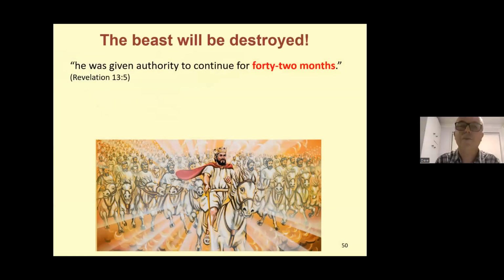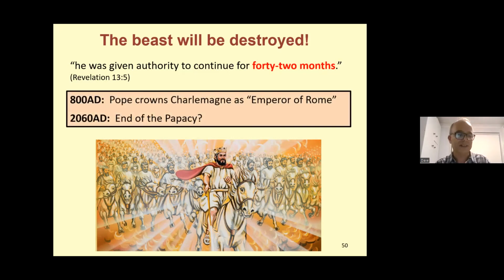And remember, we read there that it was given authority to continue for 42 months. Well, that means it's definitely going to have an end. But this time, the beast and its rider will be finally destroyed for good. This time, Christ will have the victory and take vengeance on that dreadful system. When will the Catholic system and its papal head be destroyed? Well, if we take 1260 years from the date that the Pope crowned the emperor of the new Roman Empire, we get the year 2060. And it would seem fairly conclusive that this year 2060 would signal the end of the papacy, the end of the little horn, the end of the fourth beast.